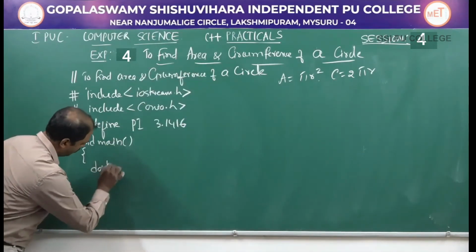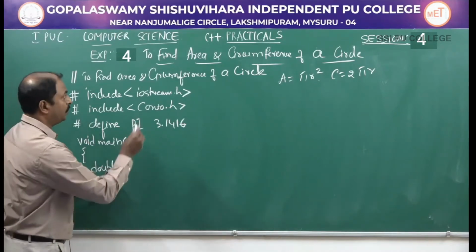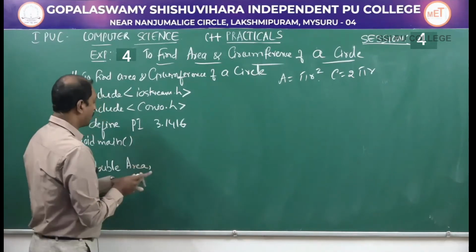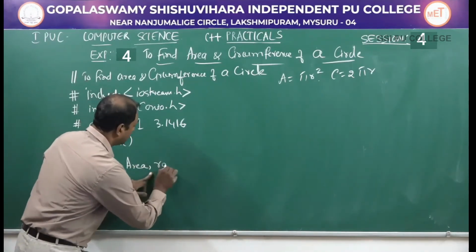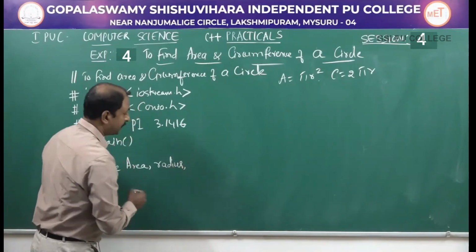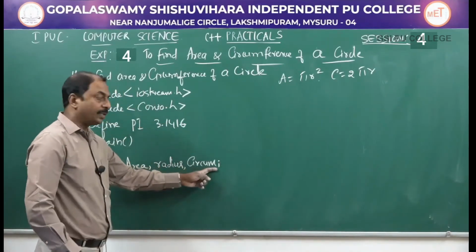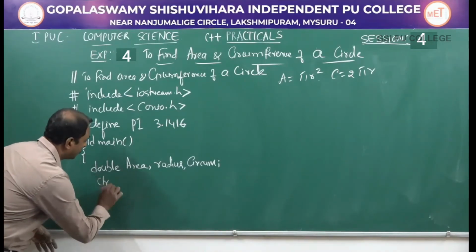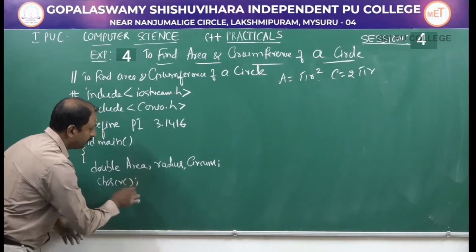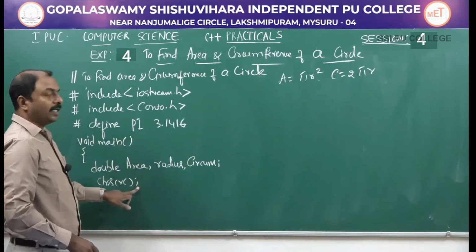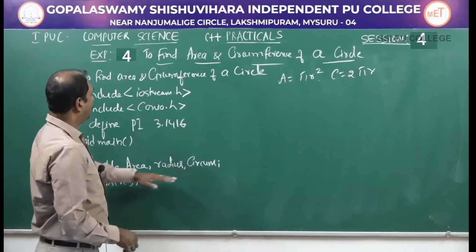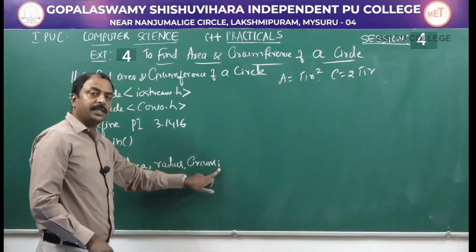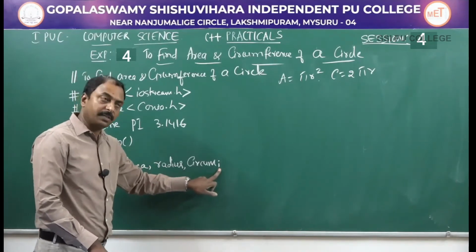Double is a data type. I am using this to store the values of area, and use a comma as a delimiter, radius, and circum as a variable to store circumference. After this you can make use of the clear screen function. This is to clear the output screen. And please note, students, each and every statement in C++ must end with a semicolon. It indicates the end of a C++ statement.